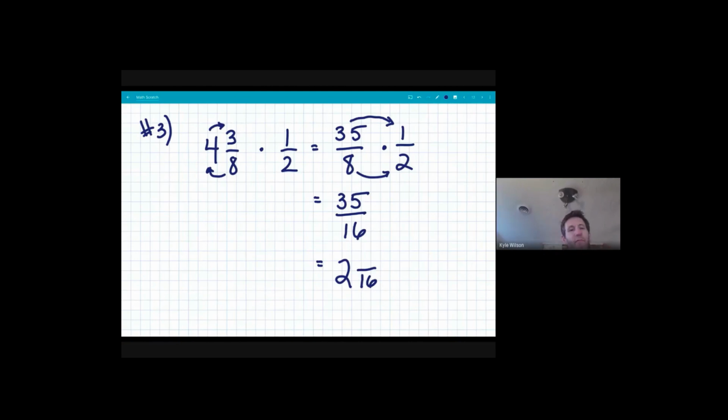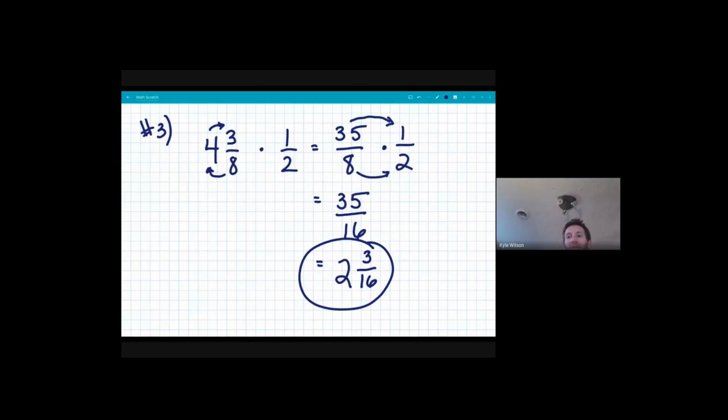And if I can't remember what the remainder is, I'll just count up. I know 16 times 2 is 32. And how many more does it take me to get to 35? And in that case, it's 3. So my final answer for this problem is 2 and 3/16.